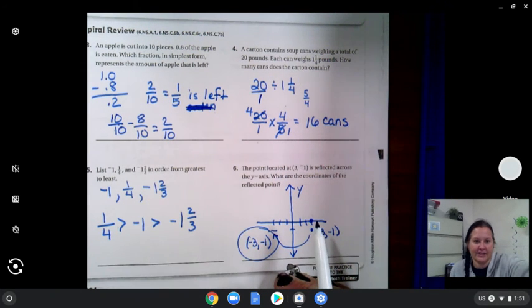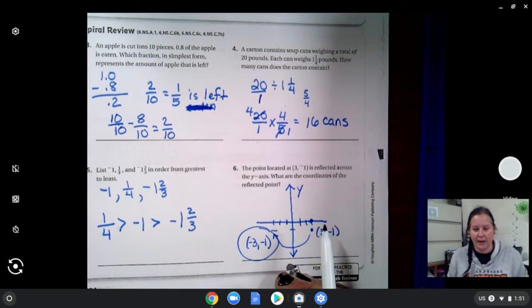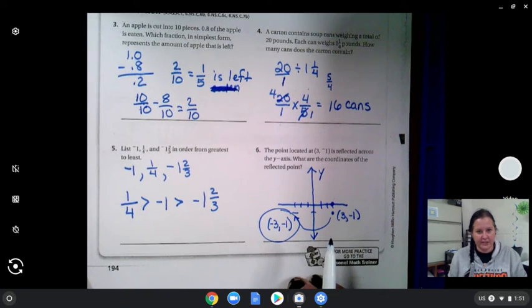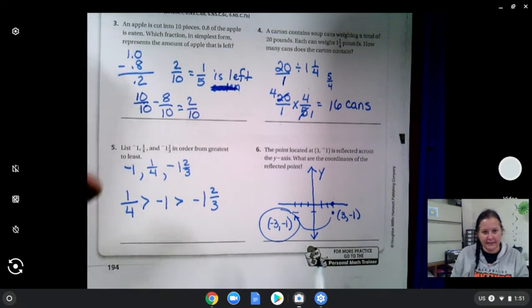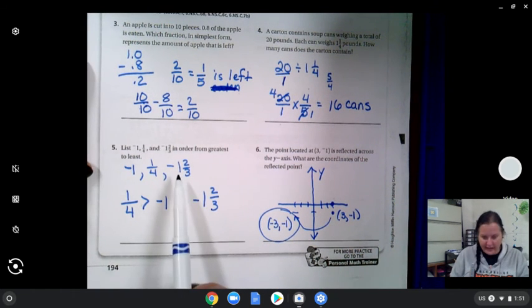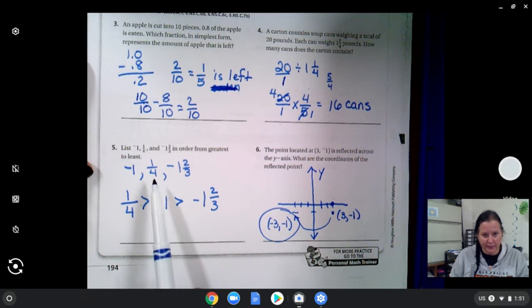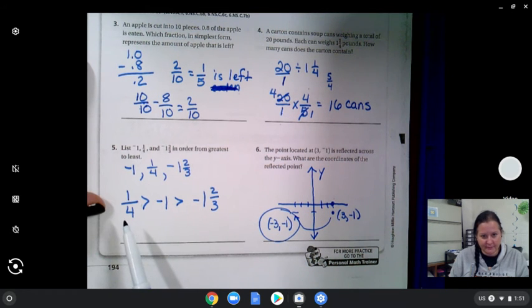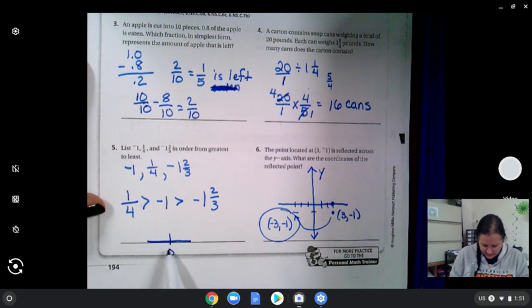All right, this next one is asking us to put the positive and negative numbers into order from greatest to least. And we have 2 negative numbers and a positive number. So our positive number is going to be greatest. I'm going to put that one first. Then I have the number -1. Here's our 0. Here's our +1, and here's our -1.